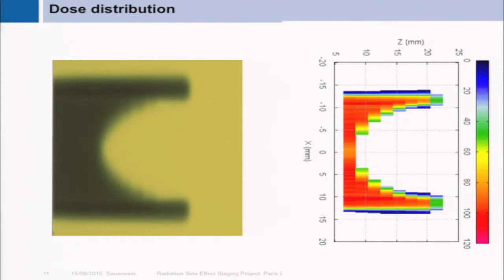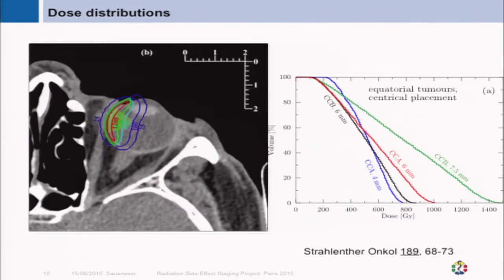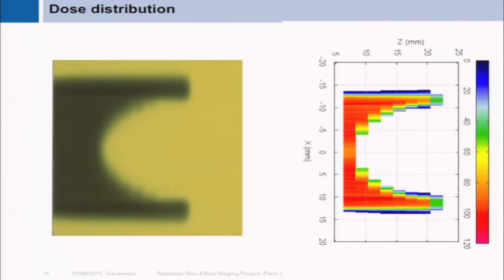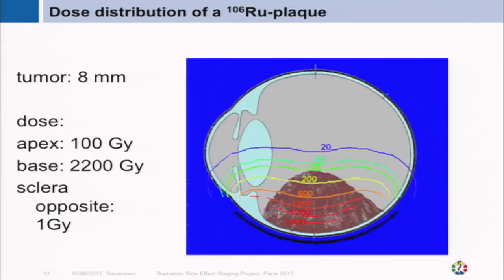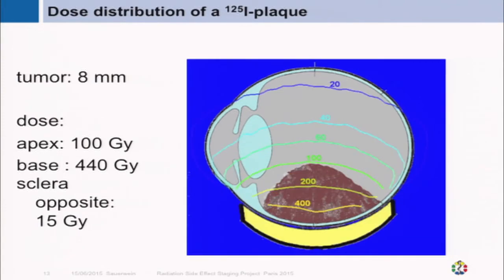It's very different to what we have seen here, where you irradiate something in the eye. And let's now go also to some different plaques. You see here a tumor 8 millimeter, and I prescribed a dose 100 gray to the apex. I'm using a ruthenium plaque. I have to give 2,200 gray here, and I will apply only 1 gray on the other side. I do the same thing with iodine. 100 gray here, 440 gray there, and here we have 15 gray.